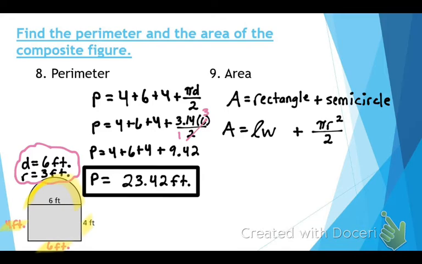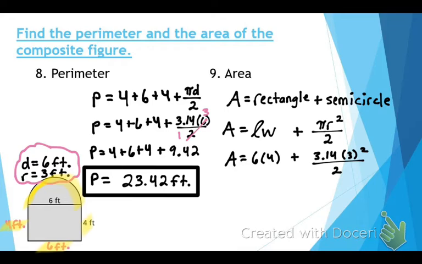For the area, we're going to take the length times the width, so we've got to multiply 6 times 4, plus pi is going to be 3.14. What was my radius? 3 is the radius, and you've got to square that and divide it by 2. How many of you would say you and your partner got this far together? Okay, so let's see right here.